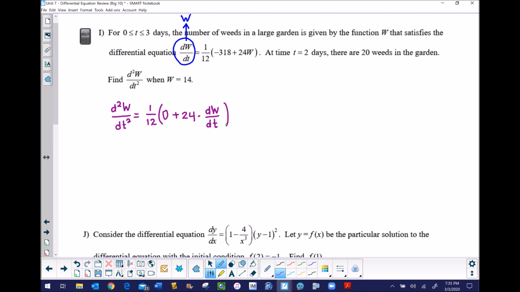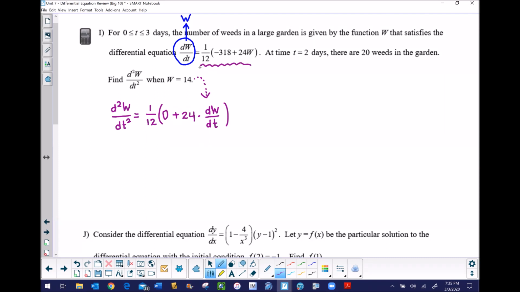Okay, so that's what your second derivative is. Now, it asks you to evaluate this when w is 14, but that doesn't mean that the 14 is plugged in for the dw, right? We have to figure out what this dw is equivalent to, preferably something that has a w in it, so that we could plug the 14 in. And lo and behold, we don't have to go much farther than what's written directly above.